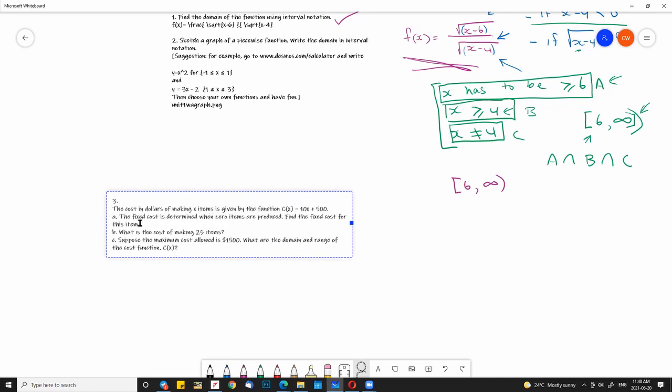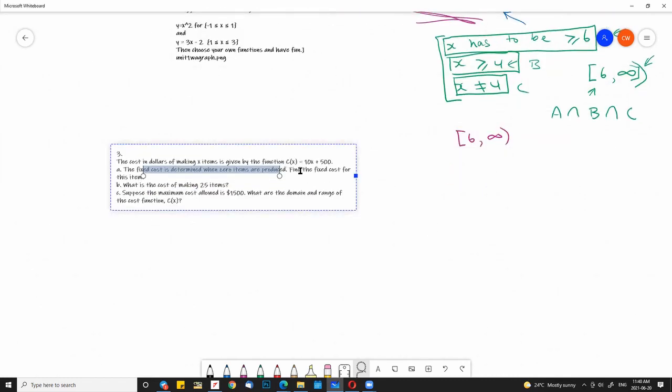The fixed cost is determined when zero items are produced. In other words, find C of 0. So we say C of 0 will be equal to 10 times 0 plus 500. 10 times 0 is 0. C of 0 is 500. This is the fixed cost.